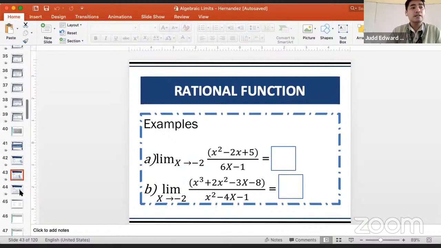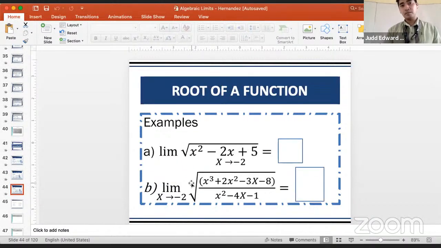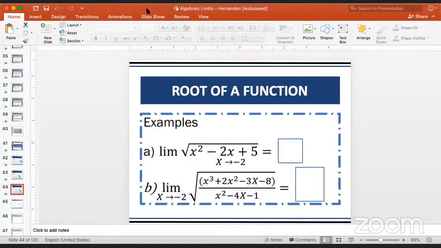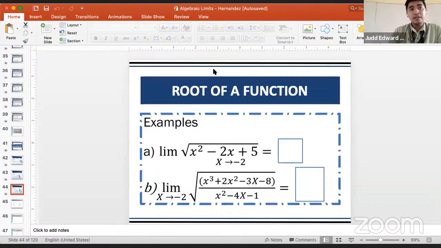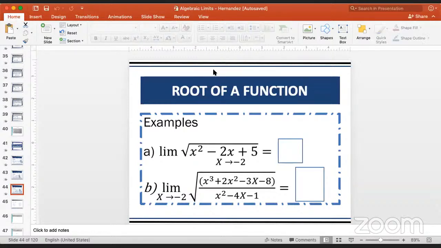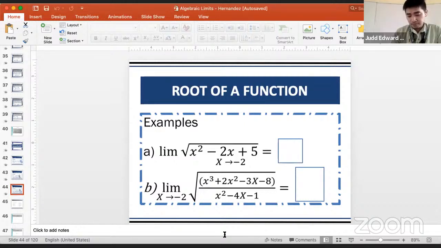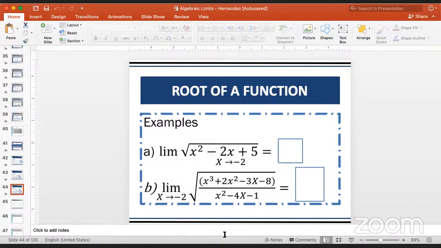Okay. So, last one. Could you please give me the answer? Letter A, nasagot na ba natin sa letter A kanina? Alam ko, nasagot na natin sa letter A kanina. Therefore, the answer for letter A would be square root of, what is our answer for letter A? Square root of 13 po. Square root of 13.